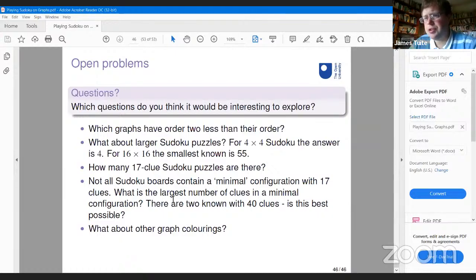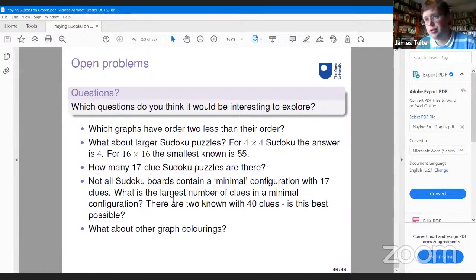What about larger Sudoku puzzles? We talked about 9 by 9, but we could also play it on, say, 16 by 16. It's got to be a square number if I want to divide them up into subgrids. So if we go smaller and look at 4 by 4 Sudoku, the answer is just 4. But for 16 by 16 Sudoku, nobody knows the answer, but the smallest known is 55. But nobody knows the real answer.